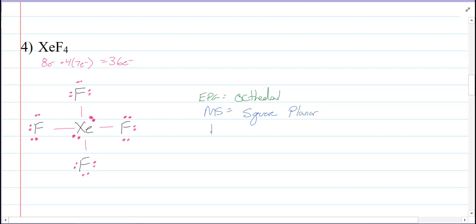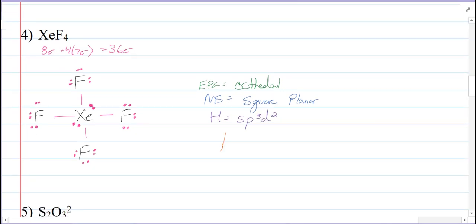Hybridization, sp3d2. Is this polar? Not polar. Why is it not polar? Because those are 90-degree bond angles. It's symmetrical. And resonance? Nope, no resonance.